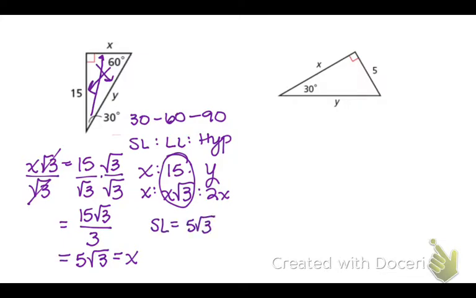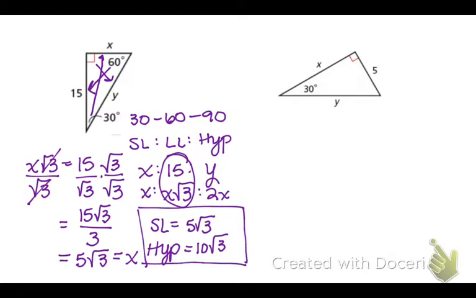And we know that the hypotenuse is always going to be 2 times that, so 5 times 2 is 10. And we leave the radical 3. And that would be my 2 missing sides in that triangle.